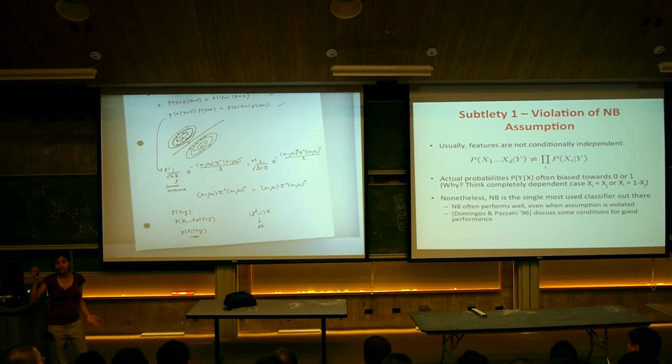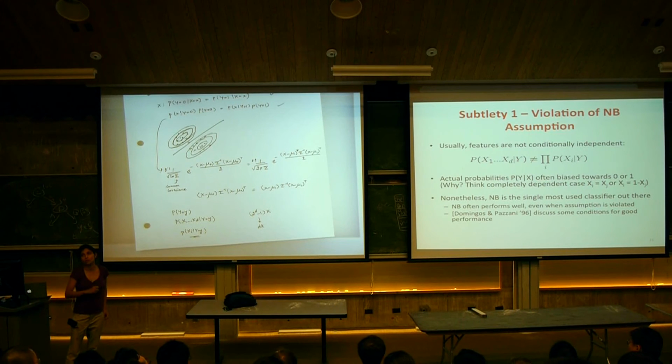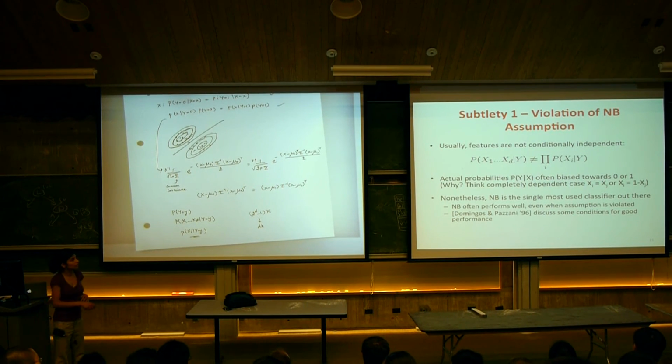But because of the naive Bayes assumption, naive Bayes is assuming that every feature is independent of the other given the class. But if you just replicated one feature, why do you think your estimated probabilities are going to be biased?